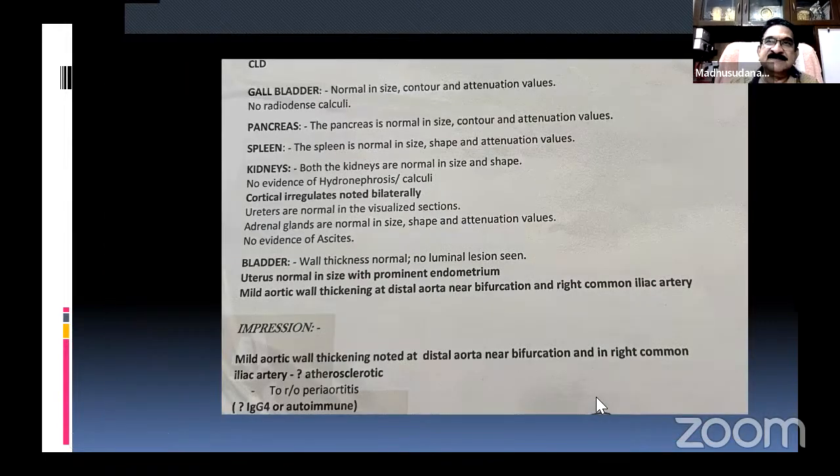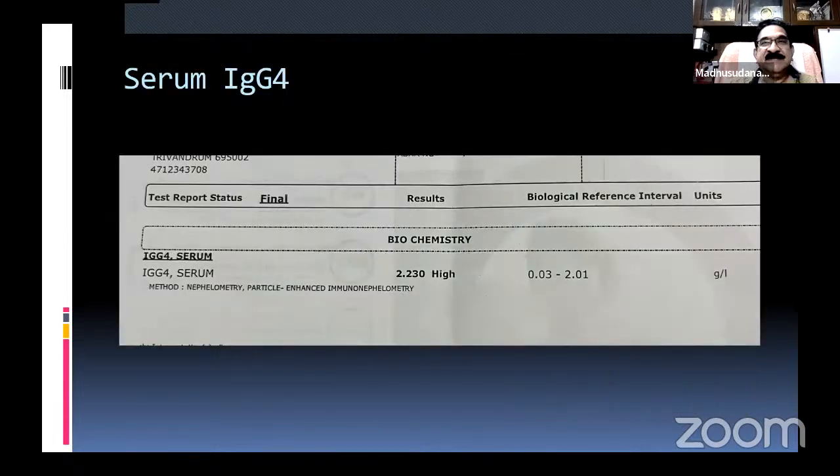So treatment given was IV methylprednisolone. In fact, the radiologist had made this diagnosis: mild aortic wall thickening noted in the distal aorta near the bifurcation and right common iliac artery, chronic atherosclerotic change or periaortitis, IgG4 or autoimmune. So IgG4 was elevated. So that's the story of this patient.